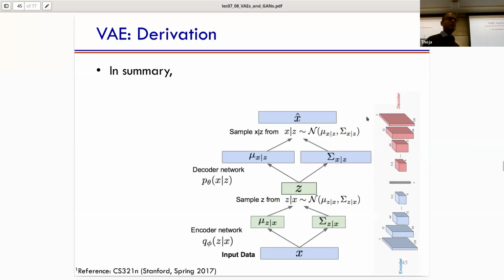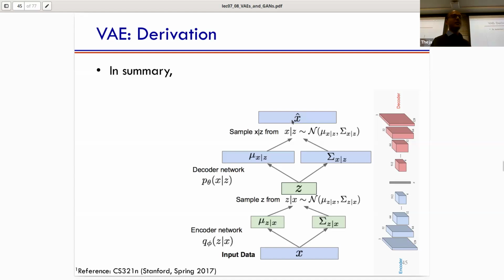Okay, so let's summarize and take a break. Here's the full picture, right? In terms of architecture, it's almost the same as an autoencoder, except now you have these 2 separate vectors that are the parameters of a normal distribution from which you're sampling Z. And then from Z, when you go through the decoder, you have parameters of another Gaussian from which you're sampling X hat. Okay, so there's a 2 sampling step that's happening. But otherwise, it looks exactly like an autoencoder architecture.